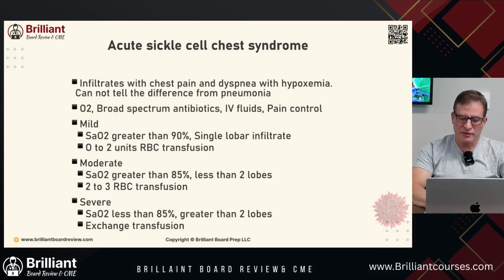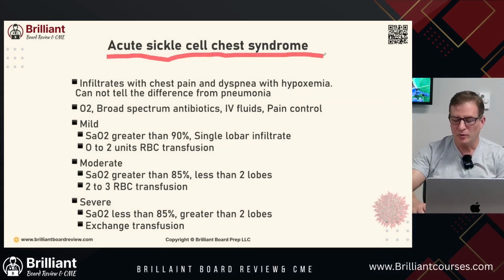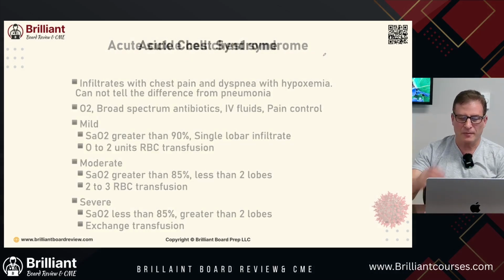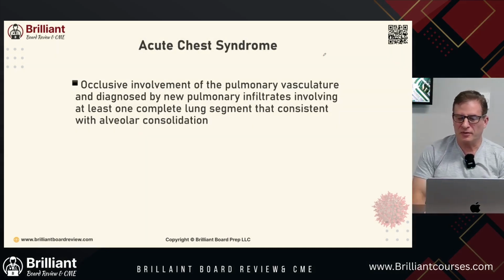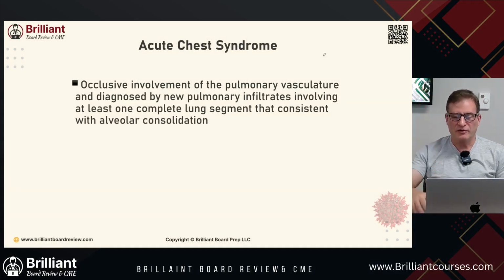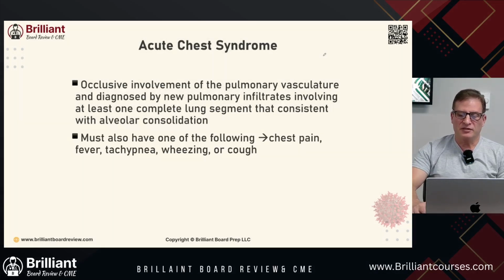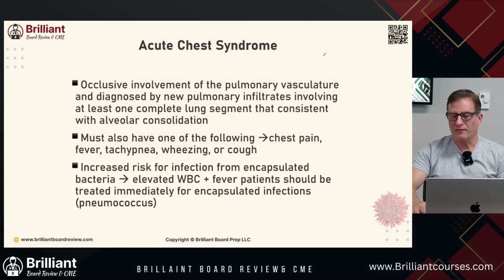I know that you want to take care of things and you want to do great jobs for your patients, but sometimes we need help and an expert. This may be where we need to get hematology on board. Usually these are younger people and we want to get their lives better. Acute chest syndrome is continued occlusive involvement of the pulmonary vasculature, diagnosed by new pulmonary infiltrates involving at least one component of the lung segment that is consistent with alveolar consolidation. Must have at least one of the following: chest pain, fever, tachypnea, wheezing, or cough.